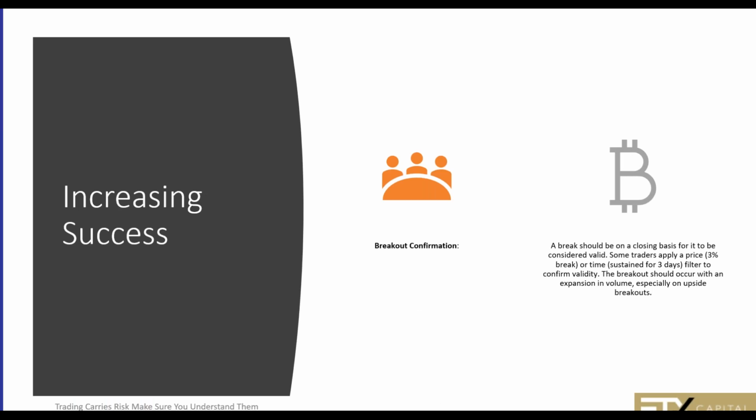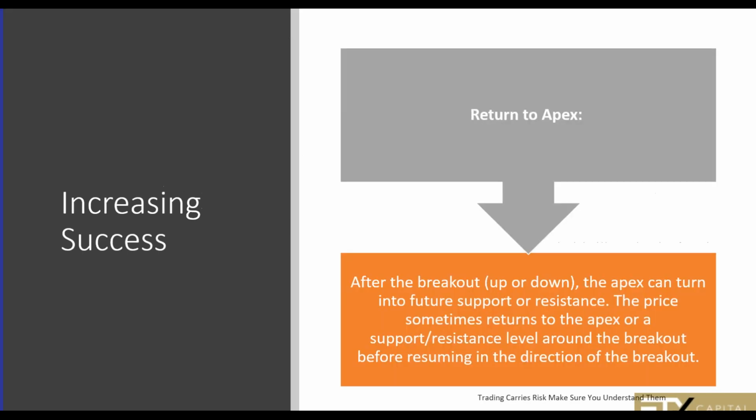A breakout should be on a closing basis to be considered valid. Some traders apply a price or a time filter to confirm validity. And that's why I said 3 candles. That's what we're trading in a 15-minute or 1-hour chart for our type of trading. After the breakout, the apex can turn into future support and resistance lines. The price sometimes returns to the apex or a support and resistance level around the breakout before resuming in the direction of the breakout.